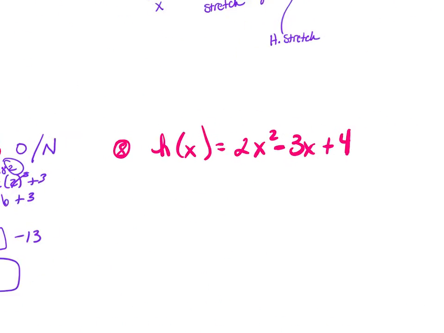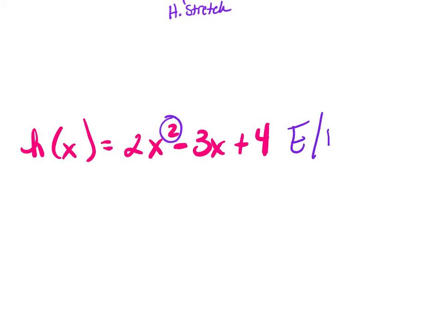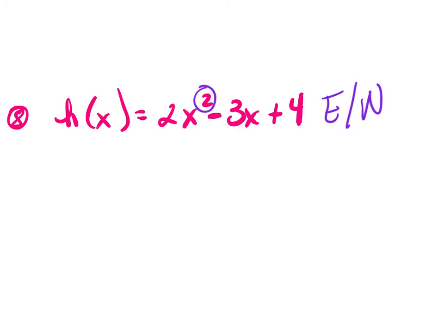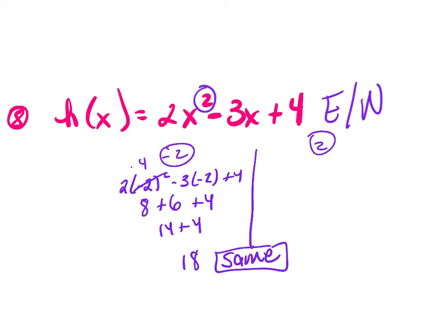All right, moving on. Highest exponent I see is a 2. That means this is either going to be even or neither. If I think it's even, my answers will be the same. Again, I'm going to use negative 2 and positive 2. So 2 times negative 2 squared minus 3 times negative 2 plus 4. Negative 2 squared is 4, so 4 times 2 is 8. Negative 3 times negative 2 is positive 6 plus 4. 8 and 6 is 14 plus 4 gives me 18.